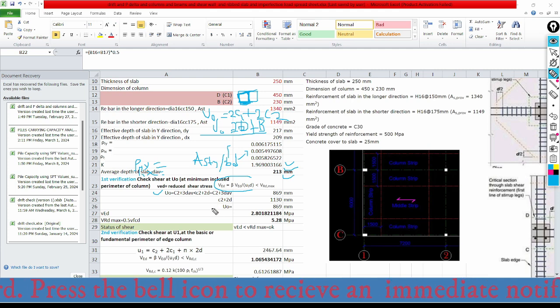So the first verification must be checked within the parameter of 869 millimeter. So VED, the first verification of shear at the faces of the column here at this zone, is equal to 2.8 megapascal. So simply using this formula, we will get VED equal to 2.8 megapascal. So this value VED, which is the maximum shear stress at the faces of the column, must be less than the VRD max.